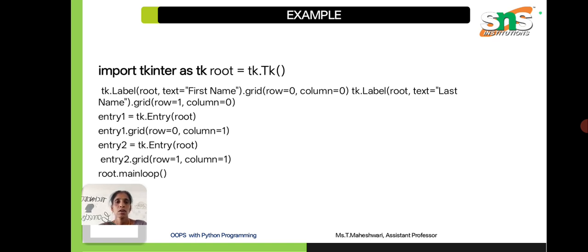I declared the row as 1 and the column as 0. So in the first column I have two values, the first one as 0 and the second one as 1. So I am going to declare two labels.